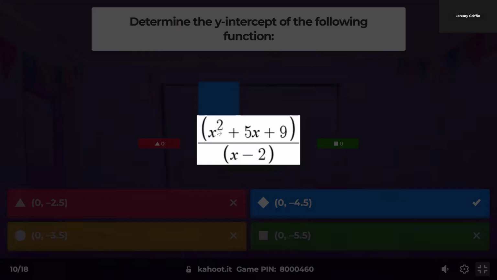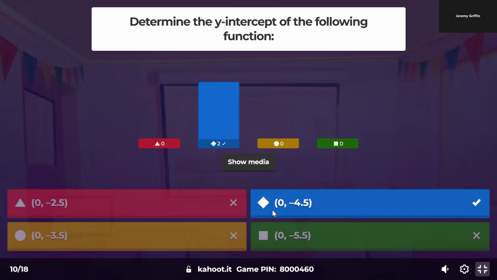So whenever I ask y-intercept, just plug in 0 for x. This goes to 0, this goes to 0, this goes to 0. All you have is 9 over negative 2. So the coordinate is 0, comma, negative 9 over 2.